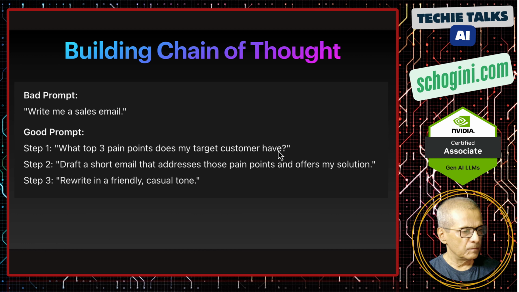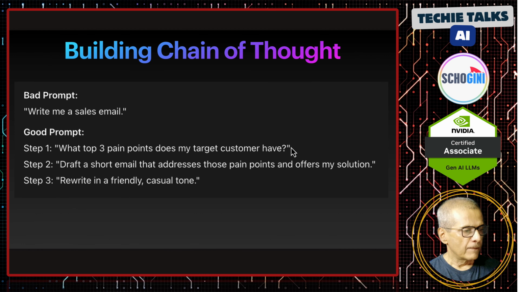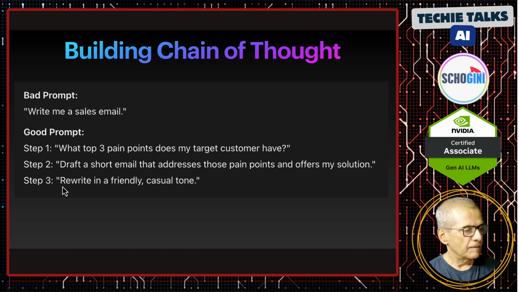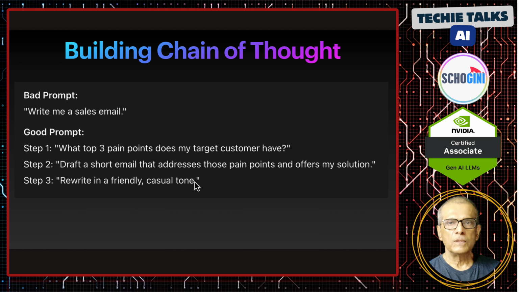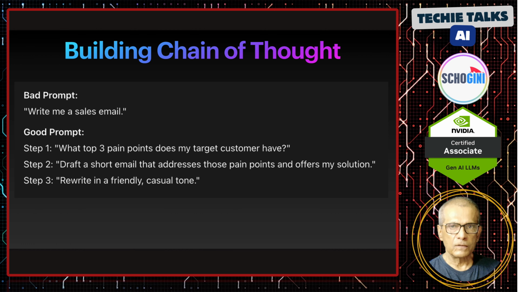Now here, based on the response from the first, you can refine the first prompt itself to get the proper 3 points that you are looking for. Then lastly, rewrite in a friendly, casual tone. Okay, so that is the chain of thought prompting.